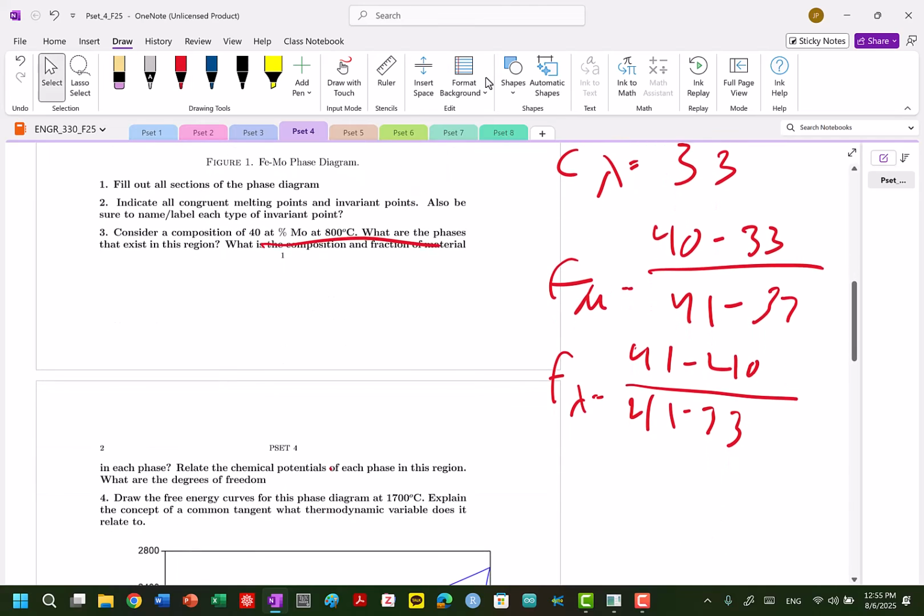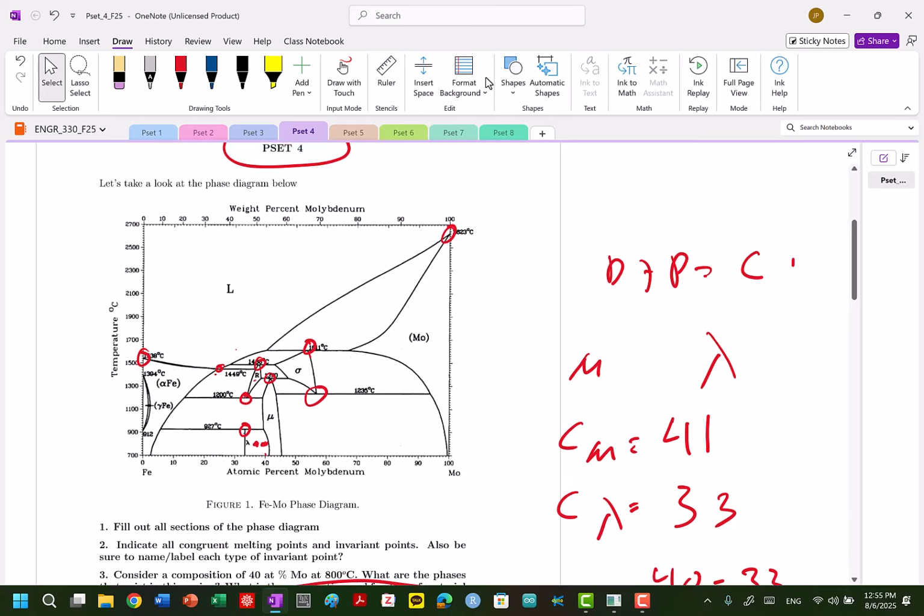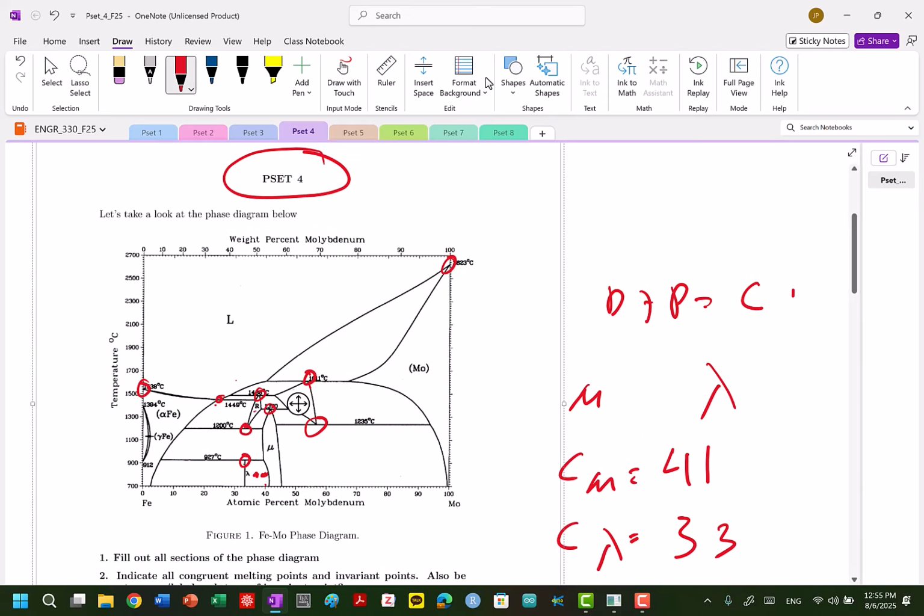Right, the chemical potentials. Well, we know if we're in a two-phase region, chemical potential of both phases must be equal to one another. There you go. What are the degrees of freedom? Let's go ahead and do that. So degrees of freedom plus phases equals C plus 1. Components, 2. Iron, molybdenum, so that's 2. Phases in this region is also 2, so degrees of freedom is 1.